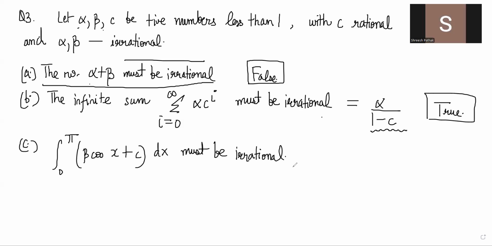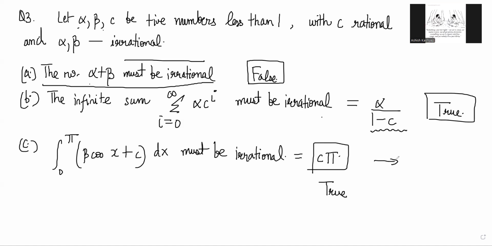So for the C part, we get the value to be C pi. Since C is rational and pi is irrational, the product of an irrational and a rational number will give us an irrational number. Both of them are becoming irrational because they are the product of rational numbers with irrational numbers. I hope it is clear for everyone. This is a very easy question.